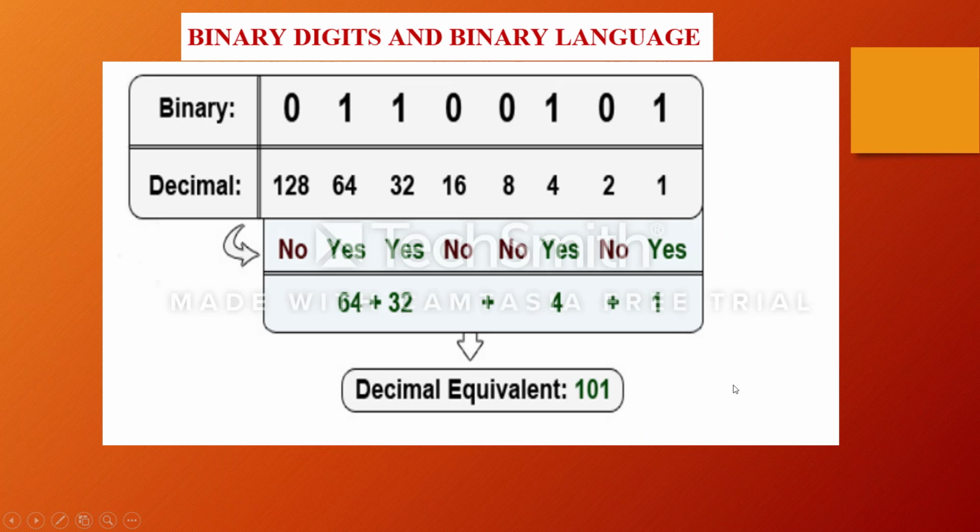Fine. So next we have, children, binary digits and binary language. Now children, a computer is a machine. It only understands switch on and switch off. That means it works on electricity. When we are switching it off, that means 0, and when we are switching it on, it means 1. So children, binary digits consist of 0 and 1, and our computer works on these binary digits. And the language consisting of these ones and zeros is called the binary language, children.